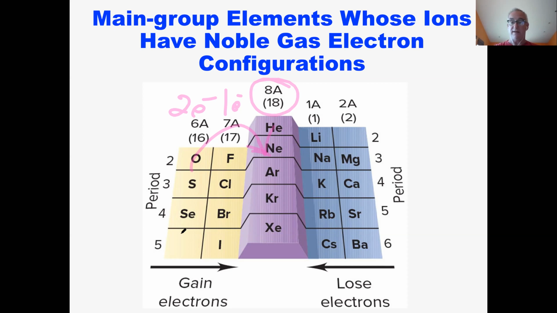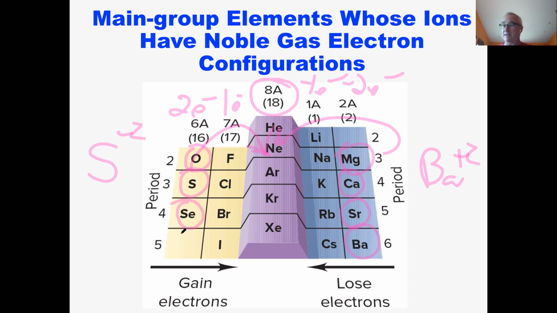Whereas metals, on the other hand, give electrons away, either lose 1 electron or lose 2 electrons to go back and look like the noble gas in their period. So oxygen, sulfur, selenium all become -2 ions, whereas magnesium, calcium, strontium, barium all become +2 ions. But they're all going to the same place. They're all trying to achieve that noble gas configuration.